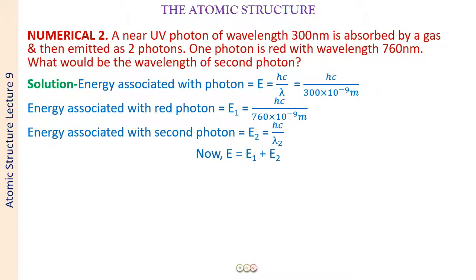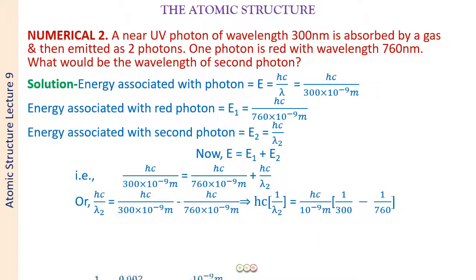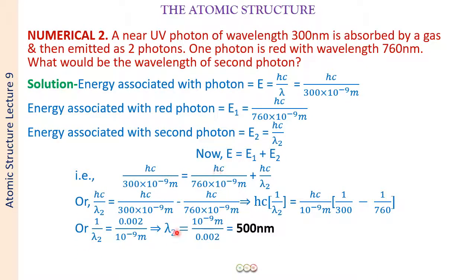So we have the energy of the UV photon to be equal to the energy of the two photons which it is breaking into. So E is equal to E1 plus E2. And now you have to just put these values in the equation and you will get your result. So this you will calculate and you will find that lambda 2 on solving comes up to 500 nanometer.